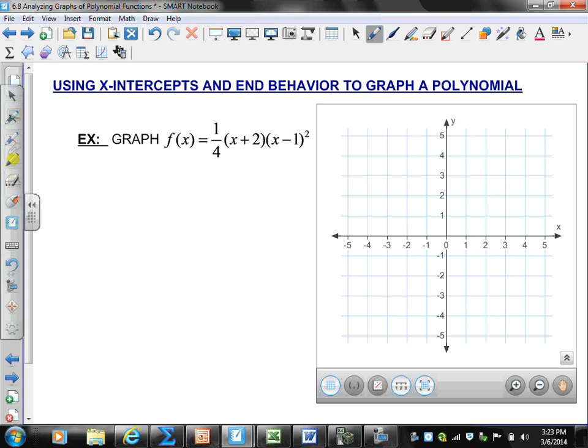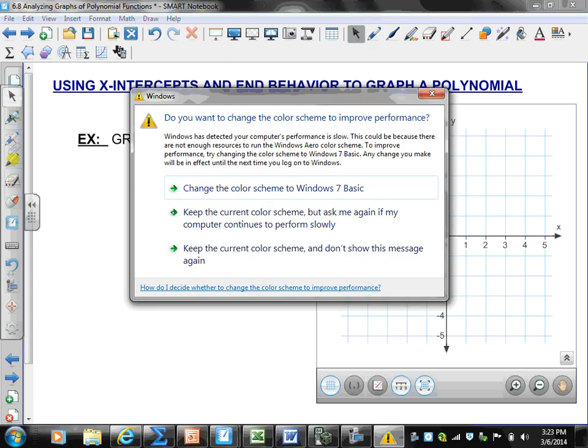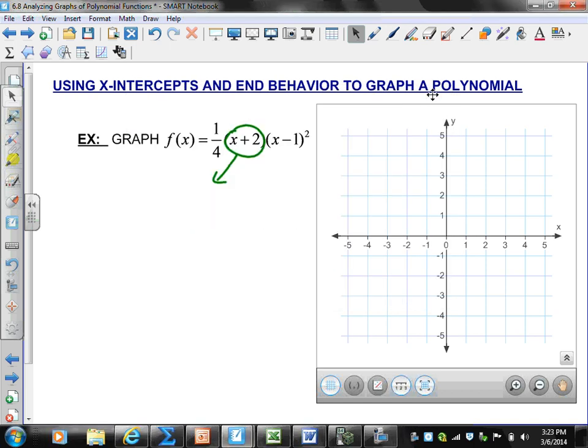Okay, so here's what I'm going to do. First of all, I'm going to get some x-intercepts. So if you notice, we're in factored form, so this is actually kind of nice. I'm going to take each of these factors and set them equal to 0, and I'm going to get my x-intercepts. Okay, so that tells me that at -2 I have an x-intercept, and at 1 I have an x-intercept.